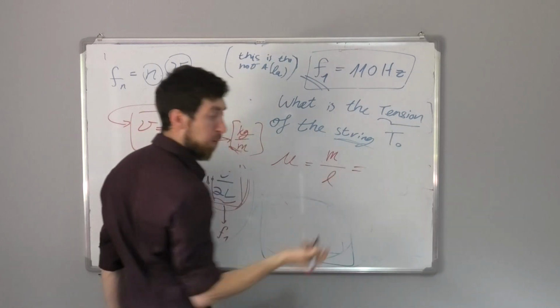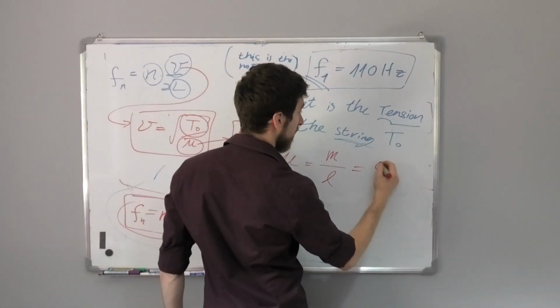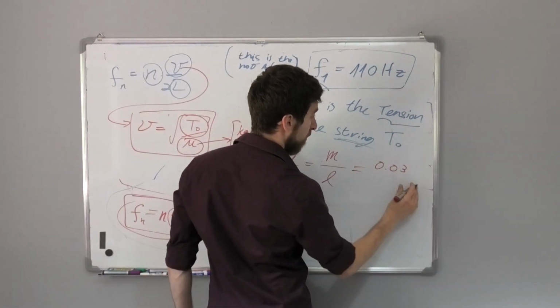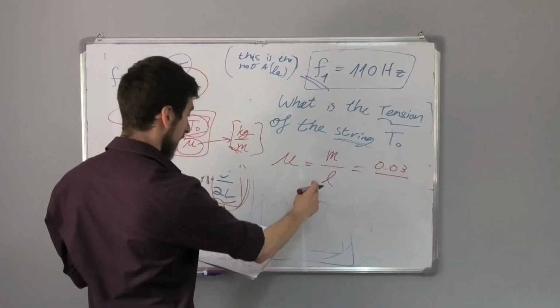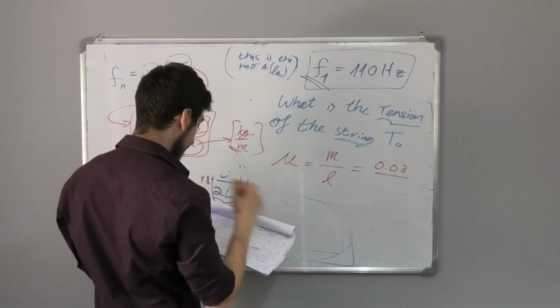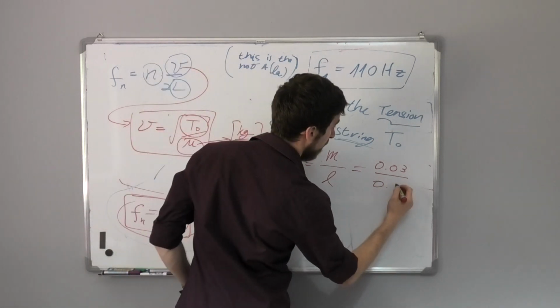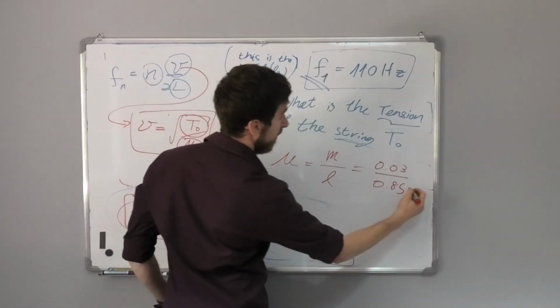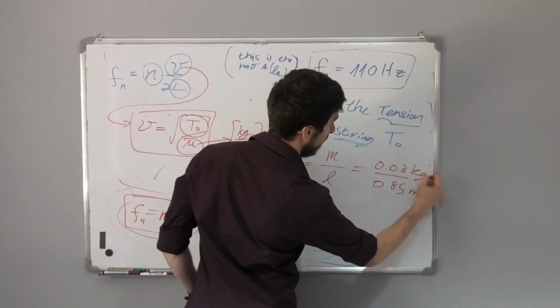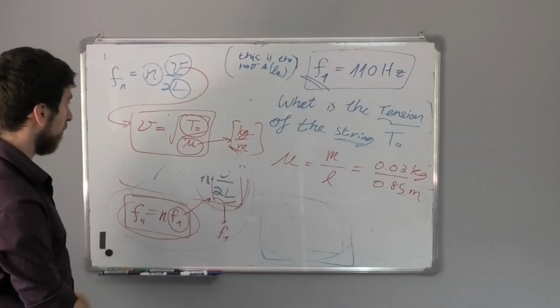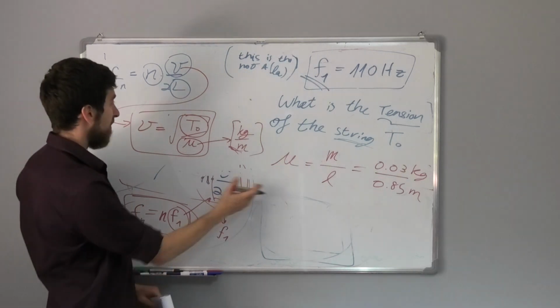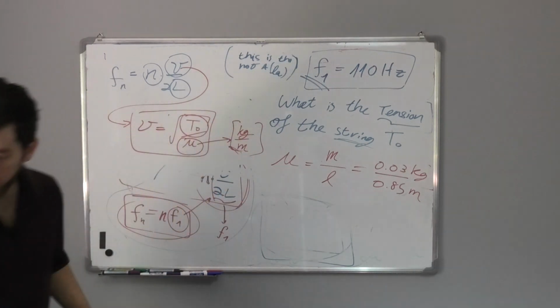So we know both of them, right? We talked about this being 0.03, right? And we talked about the length being 0.85 meters, right? And this is kilogram, right? So that's what we talked about before. So now I have everything that I needed, right? I can delete this one.